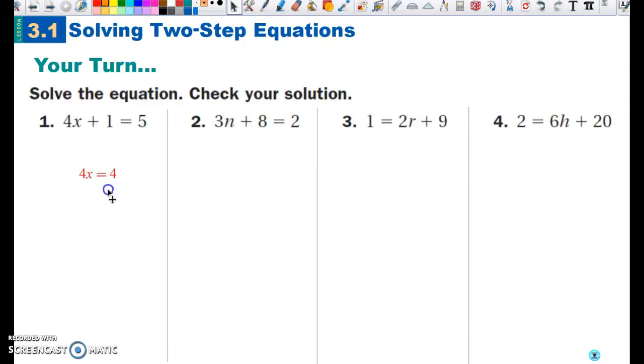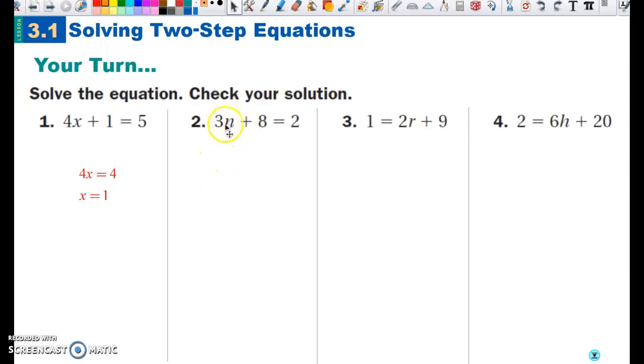The first step in this problem is to subtract 1 from both sides. That 1 will cancel out. The 5 will turn into a 4. And of course, if you divide by 4 on both sides, you should get x equals 1. If you checked your solution, you know that 4 times 1 is 4 plus 1 is 5, and that checks out.